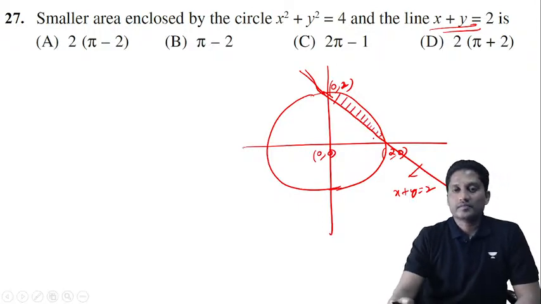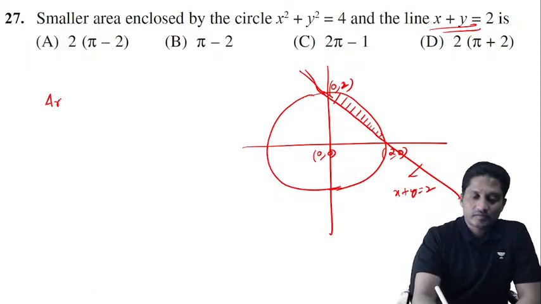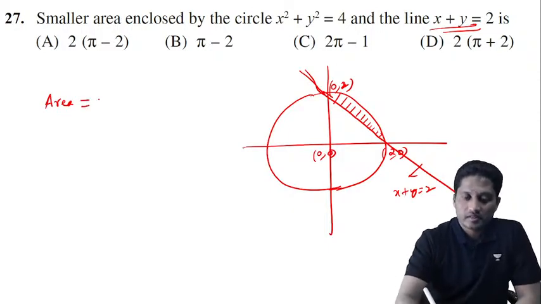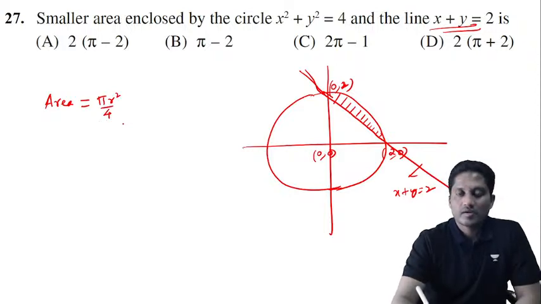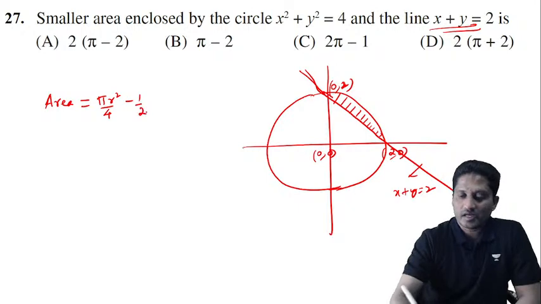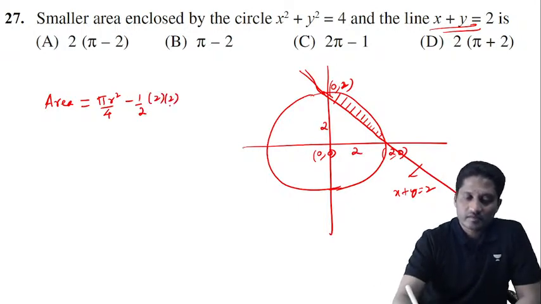Okay, now area is equal to area of the circle in the first quadrant, pi r square by 4. Okay, minus half base into height. Half of base is 2, height is 2. So this is equal to pi r square, that is 2 square by 4. Minus this will cancel, you get 2. 4 will cancel 4. Pi minus 2 square units. Answer is option B.